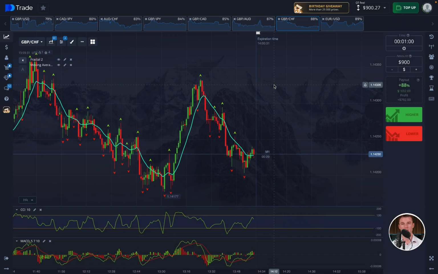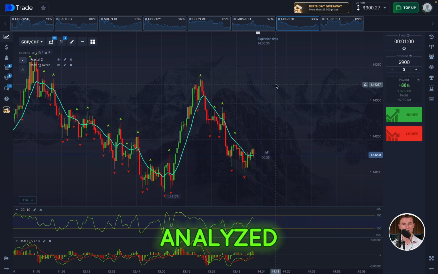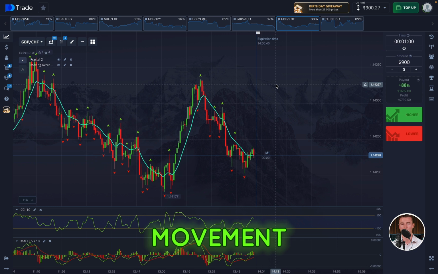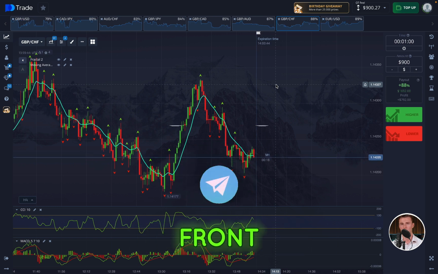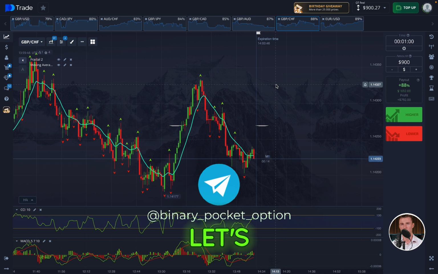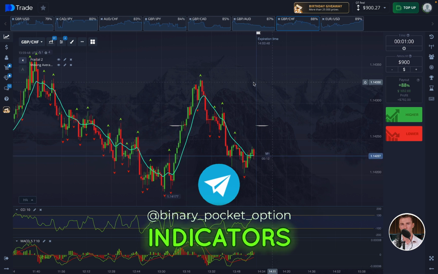So let's start our trading today. I have already analyzed and selected all the currency pairs with the most optimal movement pattern and payout percentages. You can see this selection in front of your eyes. And let's analyze the following indicators today.